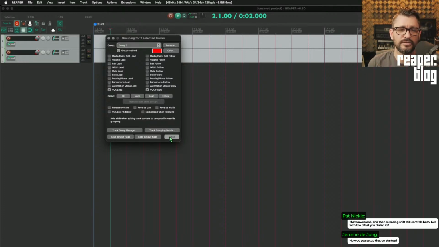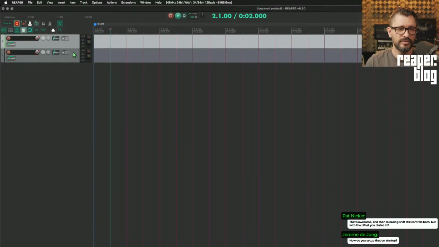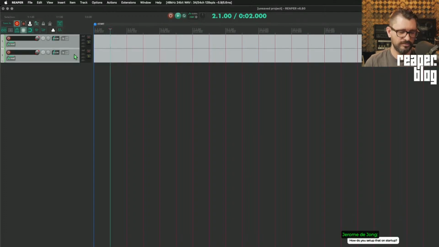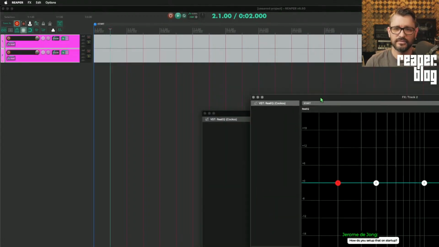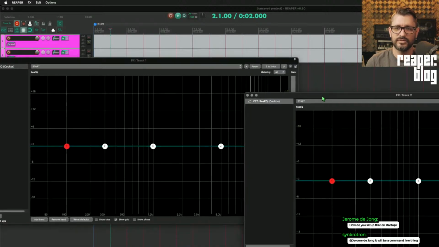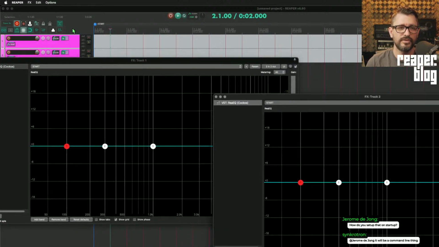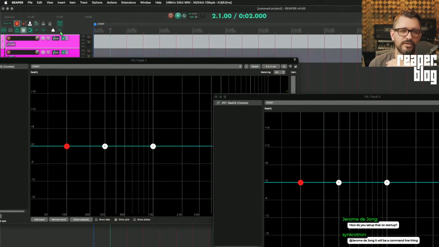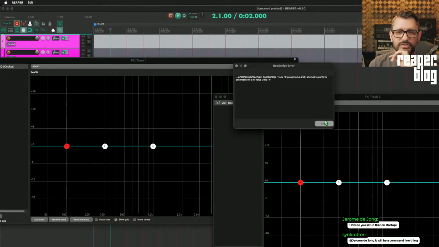They're both in group 1. Now we can add some effects. So I just added ReaEQ to both of these. You don't even have to have the track selected. I'm just going to hit this group effects.